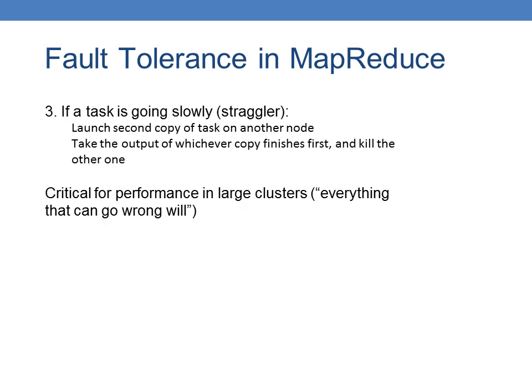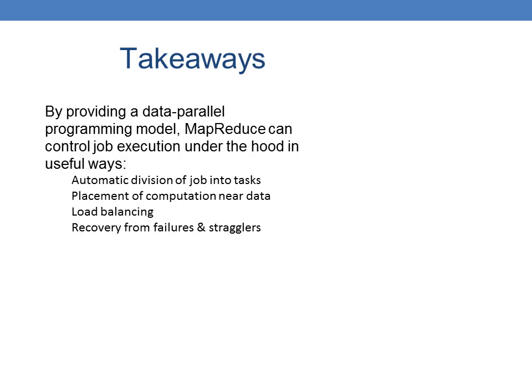Fault tolerance in MapReduce. Third, if a task is going slowly, that means a straggler, launch a second copy of the task on another node. Take the output of whichever copy finishes first and kill the other one. This is critical for performance in large clusters, where everything that can go wrong will.